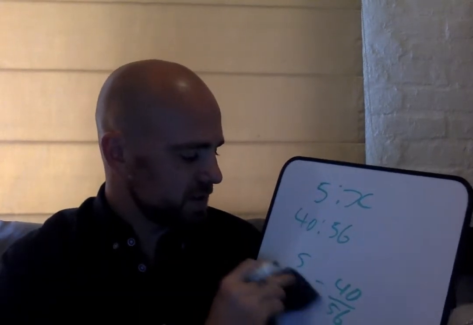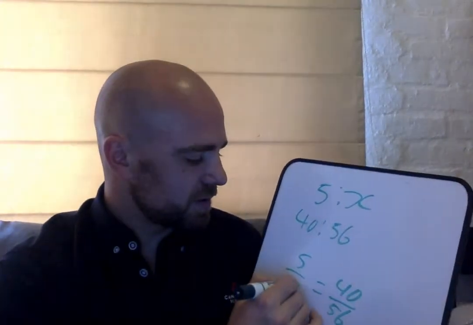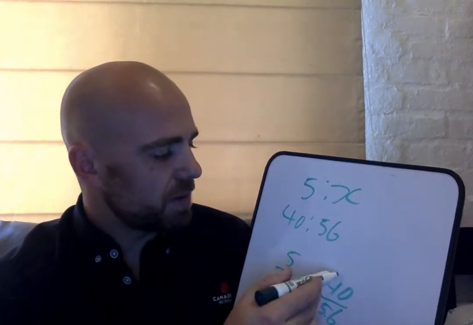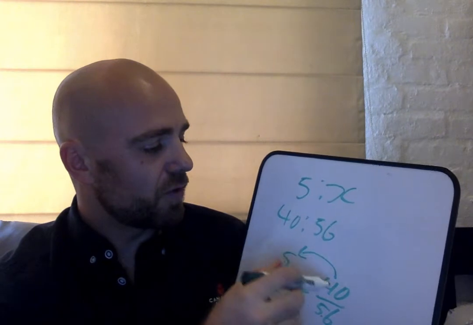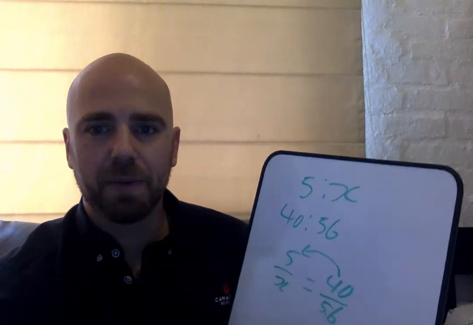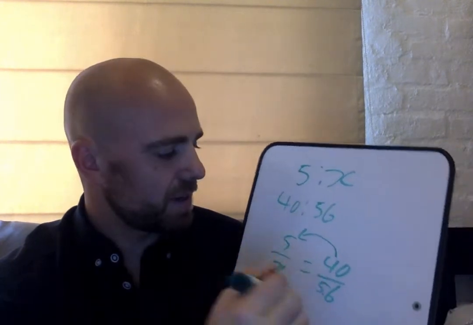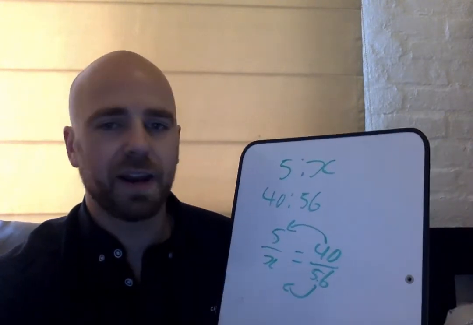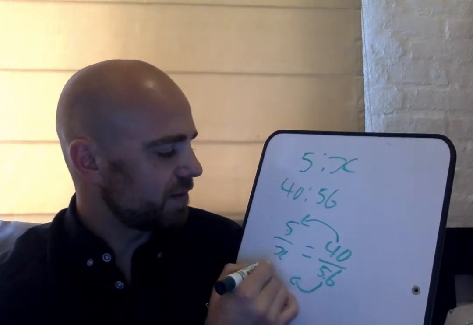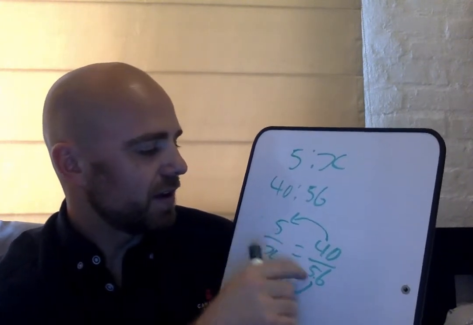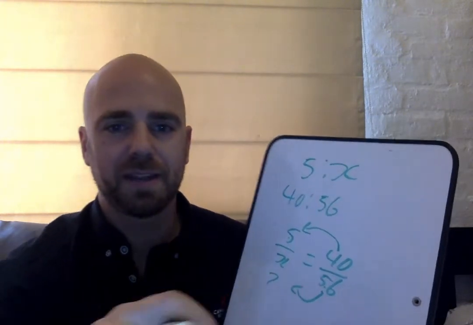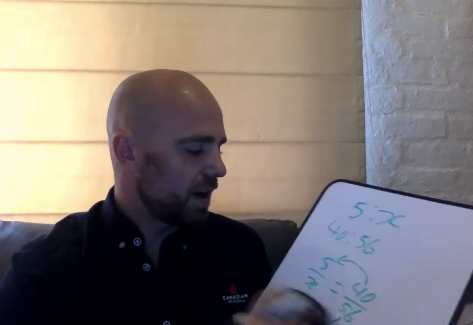So I can say 5 times 56 divided by 40. Some people might realize that I can just get from 40 to 5 by dividing by 8, which means to find my answer here, I also have to divide by 8. So 56 divided by 8 is going to be 7. If I go the other way, 5 times 56 divided by 40, I'm still going to get the same answer.